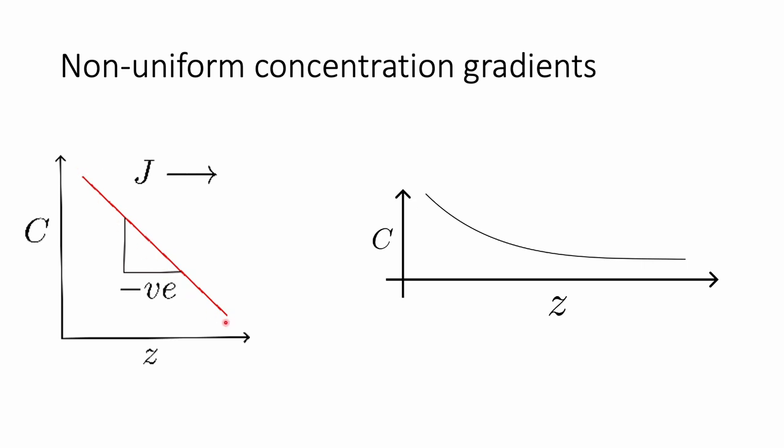Now, there are many scenarios where this gradient may not be constant. For example, if we are looking at diffusion through a thick membrane rather than a thin membrane. So the concentration may vary non-linearly with distance. What that means is that the flux here, where the gradient is large, will be greater than the flux here, where the gradient is gentle. And therefore, the concentration at any point becomes a function of time. And I'll give you some examples shortly. But first, we'll derive Fick's second law, which deals with non-uniform concentration gradients.